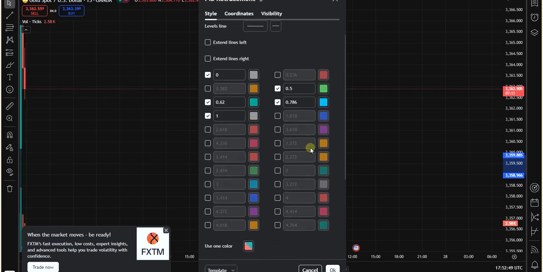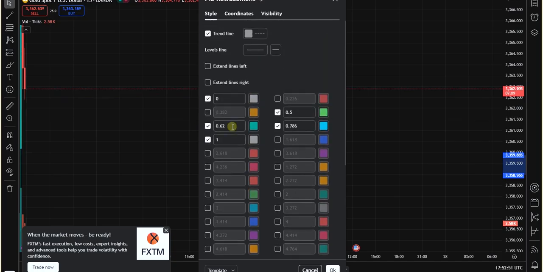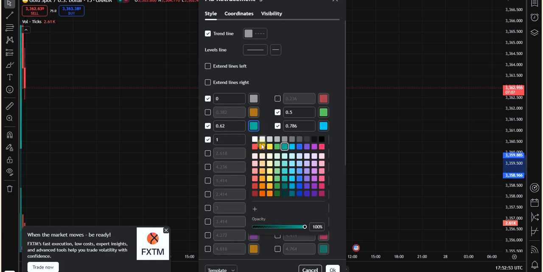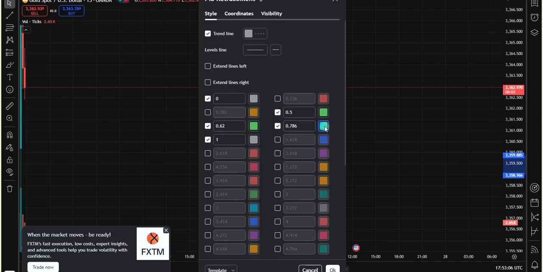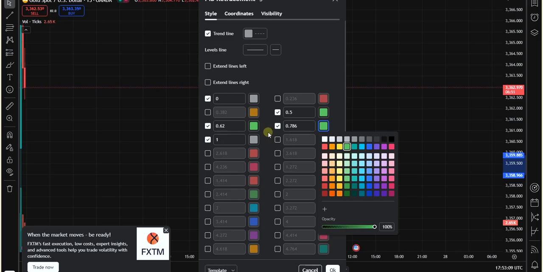Sorry, before you scroll down, this 0.62, the green color, change it to green. It's not necessary, but I'm saying this so that you have the same settings just like mine. So this 0.786, change it to green as well.